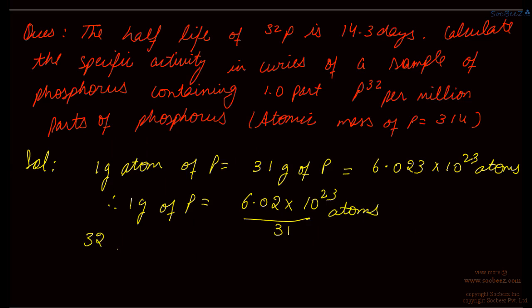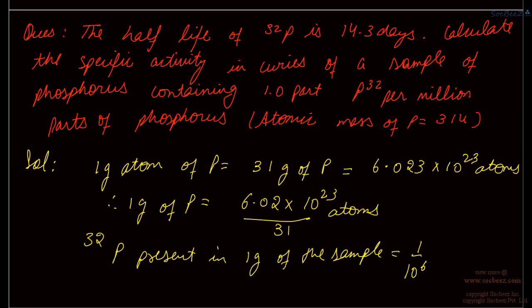Therefore, P-32 present in 1 gram of the sample equals this divided by 10 raised to power 6, that is divided by 1 million, because the question says it contains 1 part per million. So this equals 6.02 into 10 raised to power 23 upon 10 raised to power 6 into 31 atoms. So the amount of P-32 in 1 gram of sample is this many atoms.